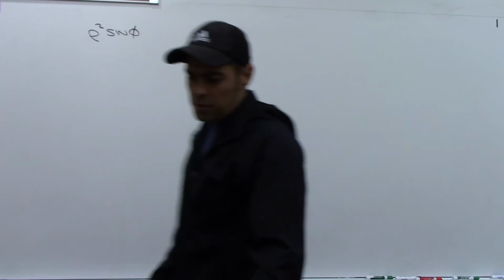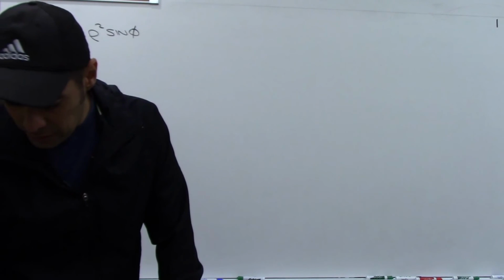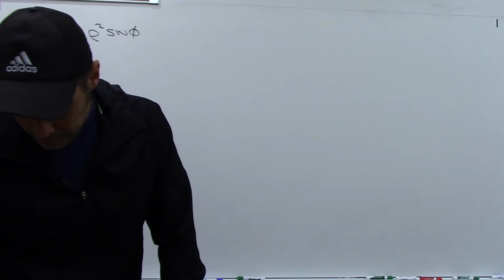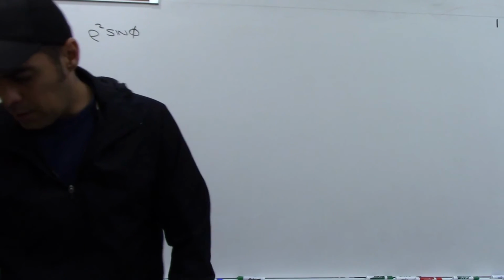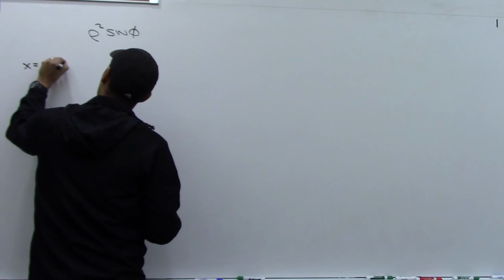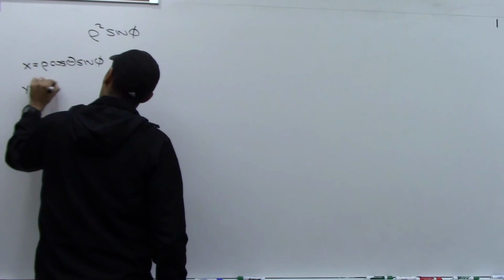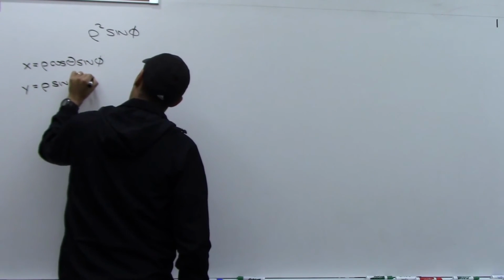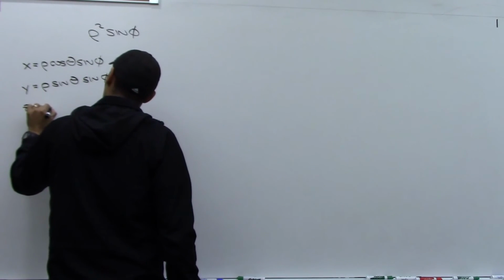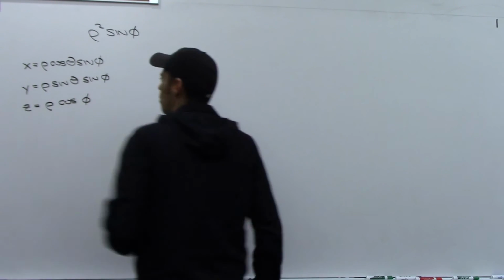So what you have to do is first remember what was the conversion that we used in spherical. Let me write them down, make sure I got them right here. Our conversions for spherical are x equals rho cosine theta sine phi. y is rho sine theta sine phi. And z is rho cosine phi. Those were our conversions.